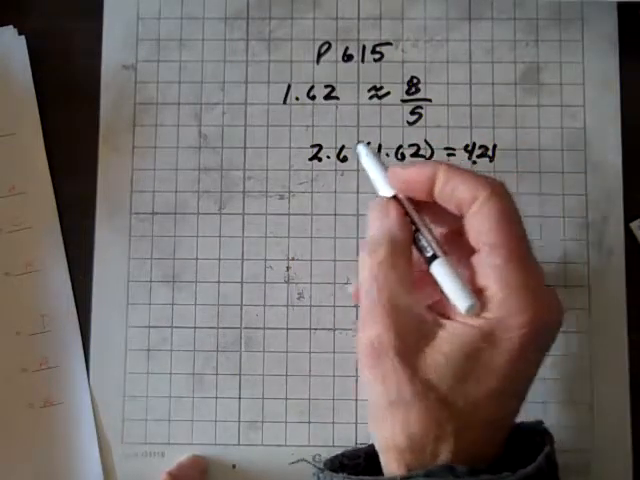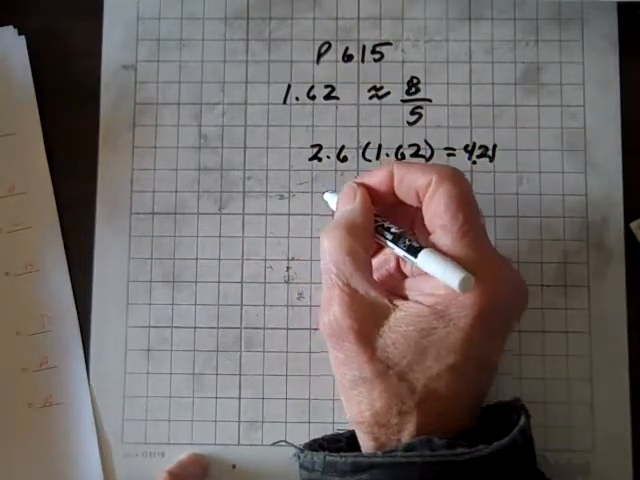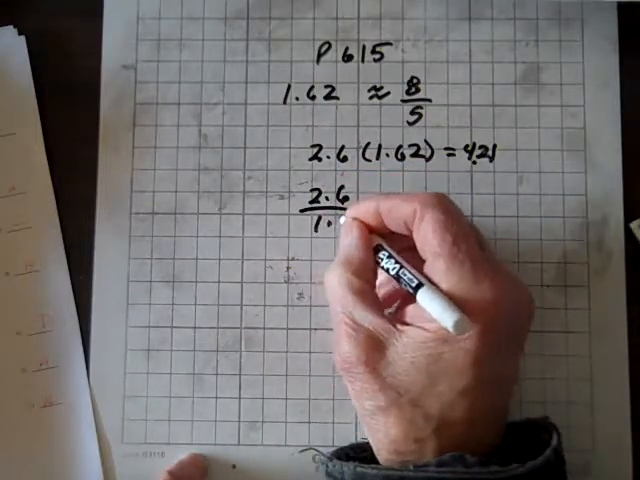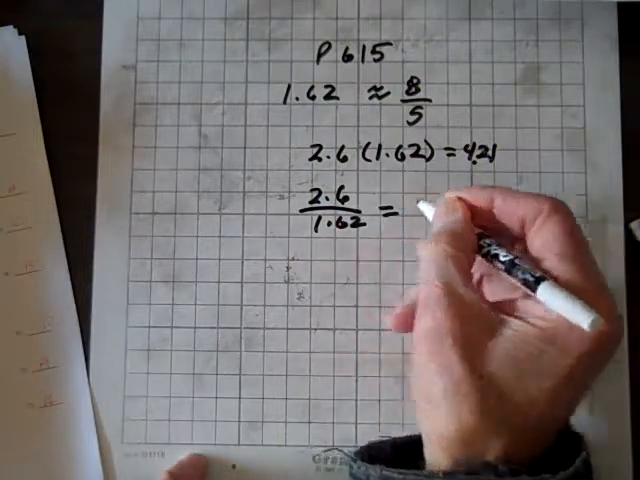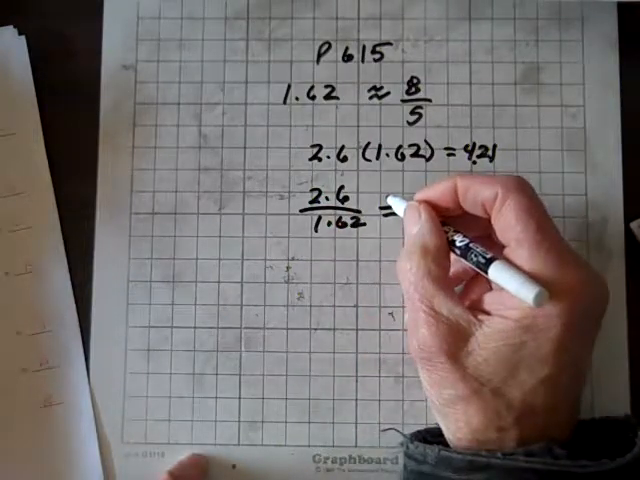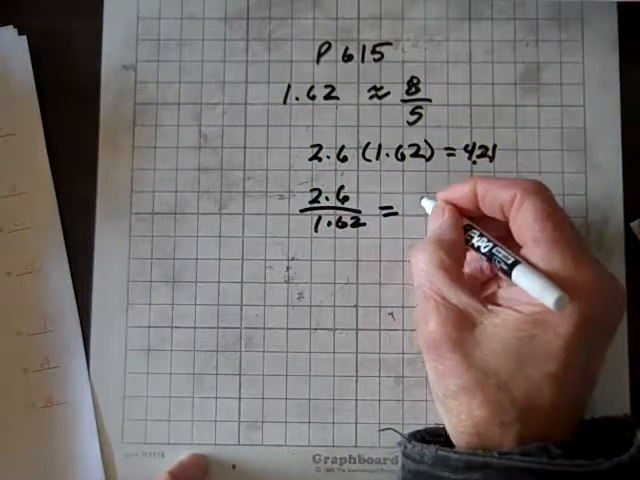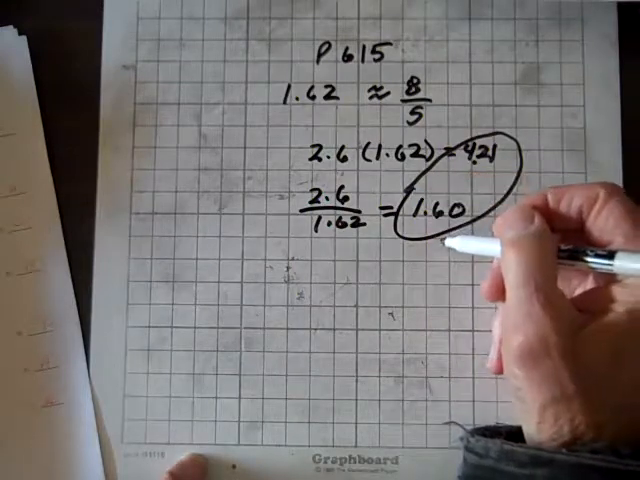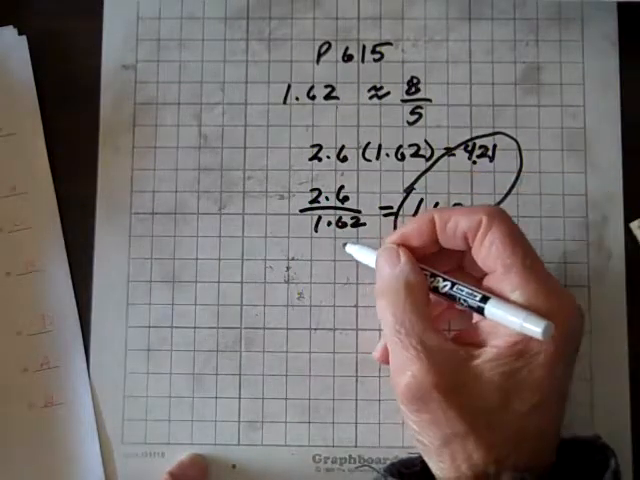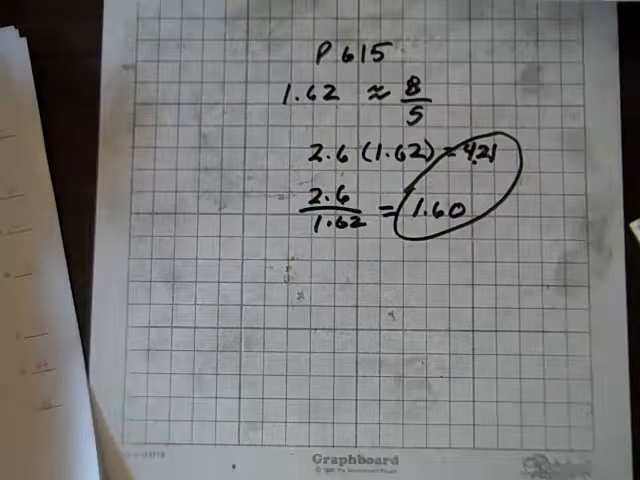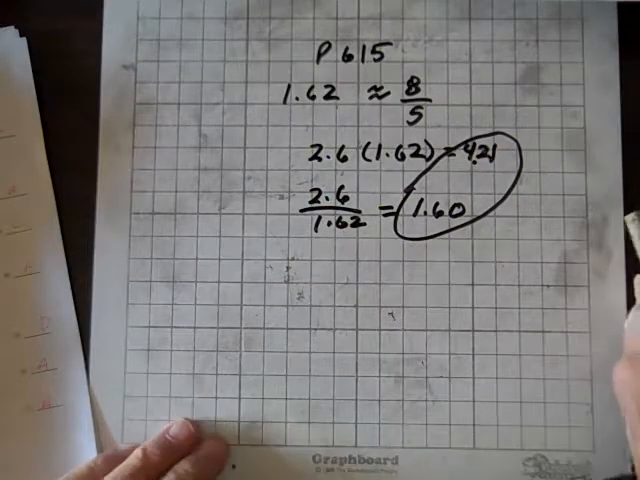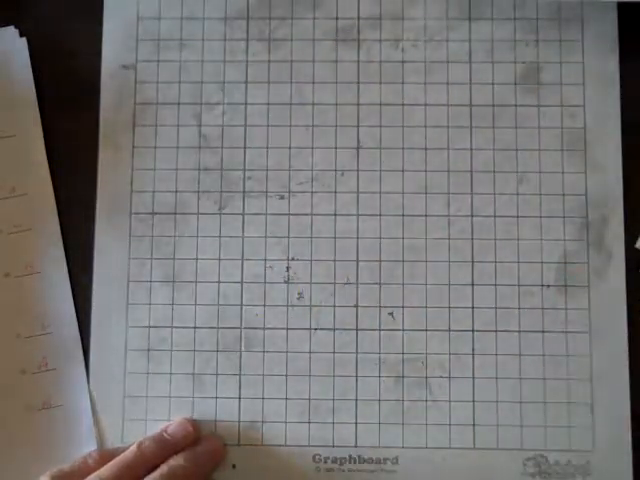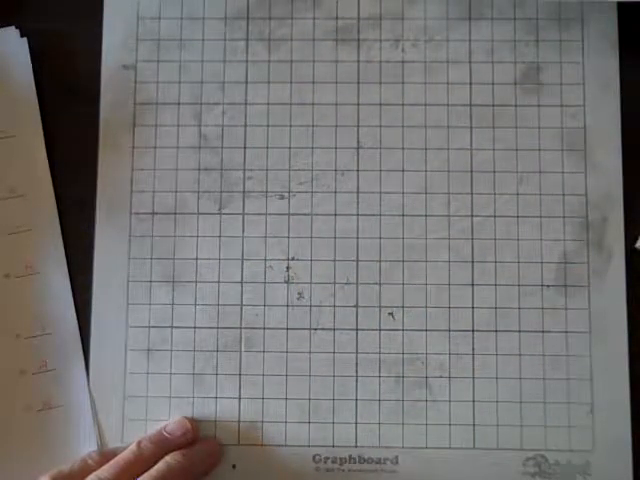On the other hand, what if 2.6 is the longer side? How do we find the shorter side? Well, we're going to divide 2.6 by 1.62, and now we'll get 1.60 approximately. So those are the two candidates, and you'll notice that that corresponds to the selection C under 3. So let's look at, I think we're going to do the same thing for 4.